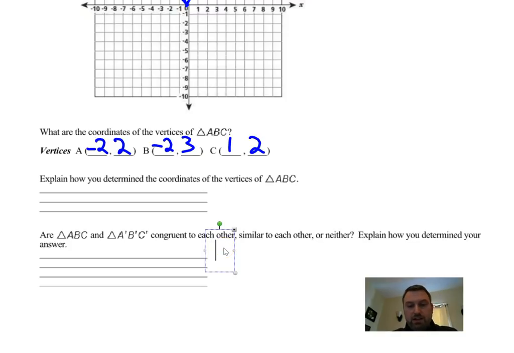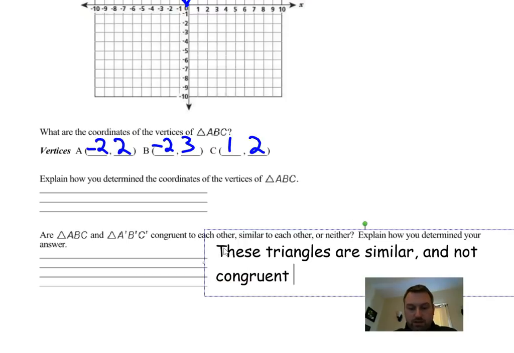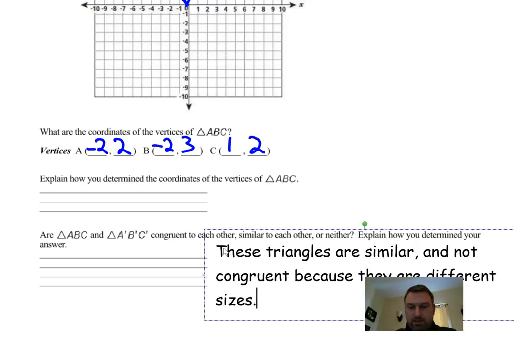You would say these triangles are similar and not congruent because they are different sizes.